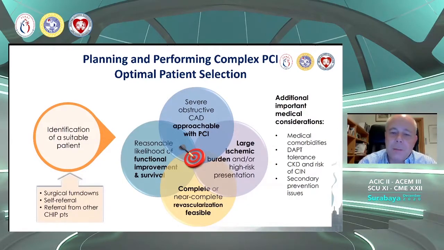And so the planning and performance of these complex high-risk patients: after you identify patients, you have to find patients that have severe obstructive coronary disease that are approachable by PCI. Is there a reasonable likelihood of functional improvement and survival? In other words, you don't want to do a CTO in a patient which has no myocardial viability in the territory supplied by the CTO. You have to make sure that it's a large enough ischemic burden or high risk presentation. And you would like to achieve as complete or near complete revascularization as possible.